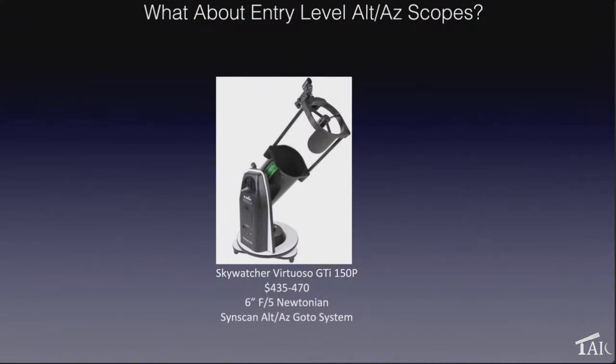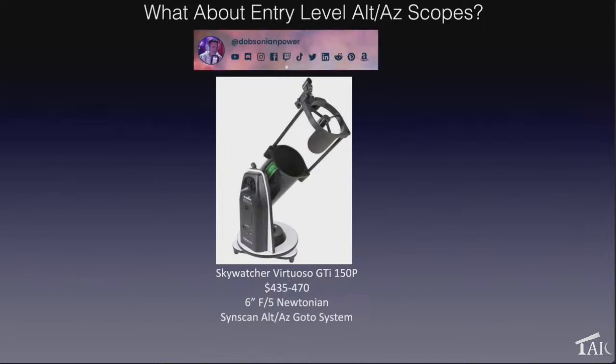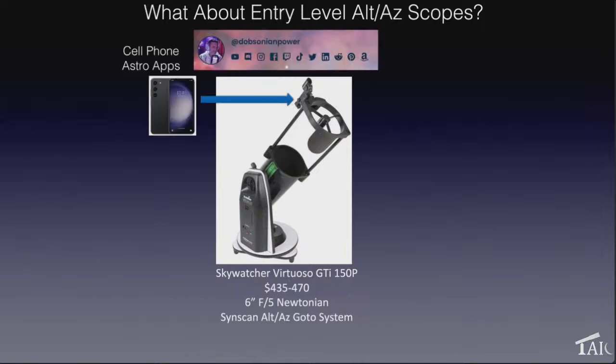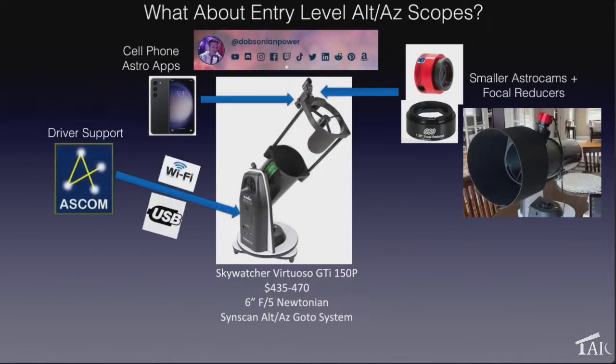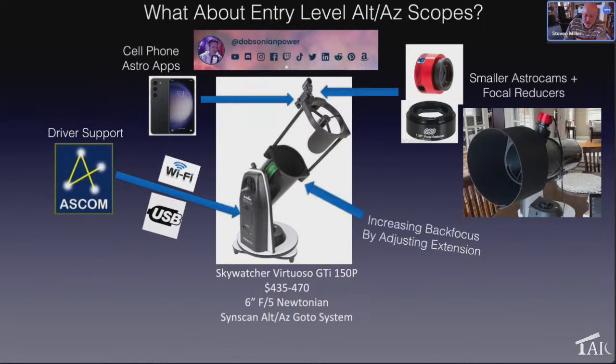Like the Skywatcher Virtuoso GTI 150P is $470. It's a 6-inch F5 Newtonian. It's an Alt-Az. Uses the same SynScan software. The guy on Dobsonian Power does a lot of EAA with it. There's some cell phone apps, but he also connects a camera up to it. And it does have some driver support with ASCOM over Wi-Fi. And you can increase the back focus by adjusting the extension tubes there.